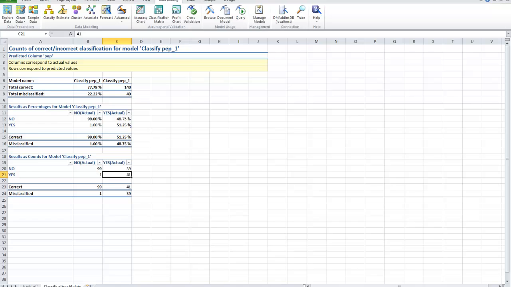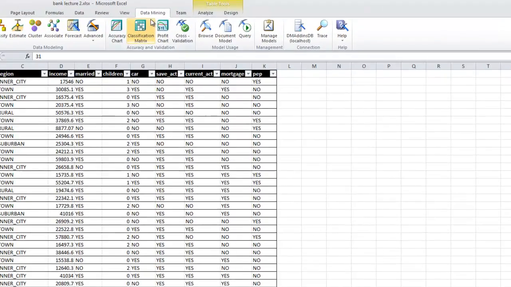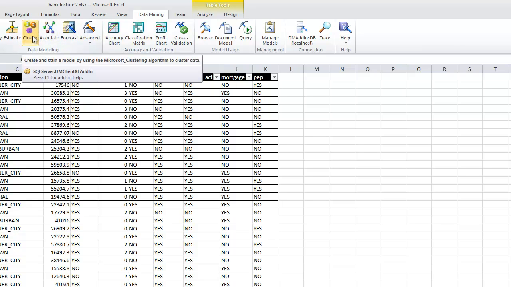We now are going to take the same data set and we are going to do part two, which is an example of unsupervised learning. So if we come up over here to data mining, cluster is unsupervised learning. It's unsupervised because we don't train the model with any specific classification in mind. We are looking for natural groupings in the data.